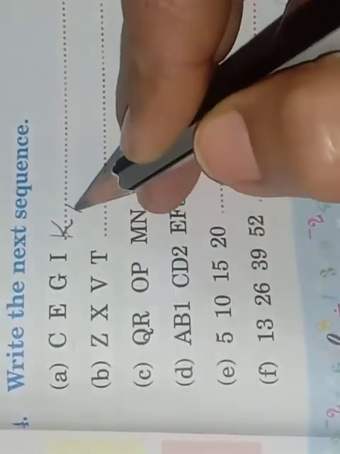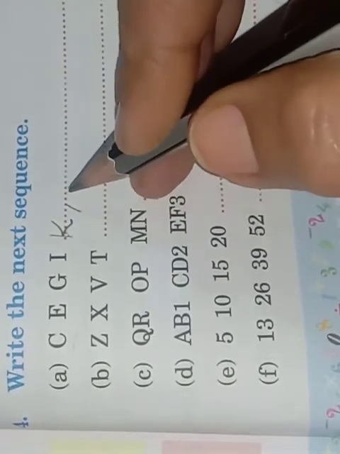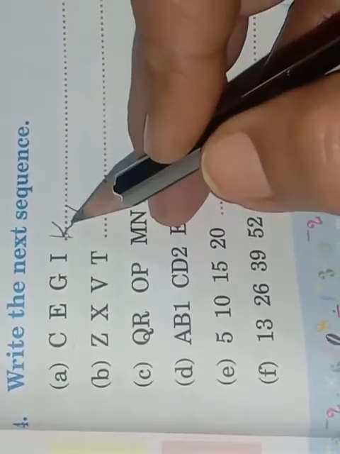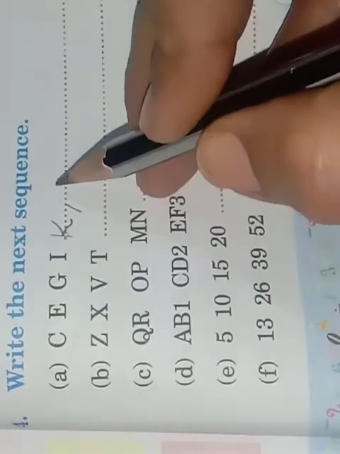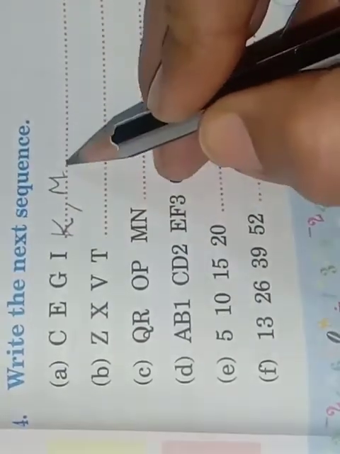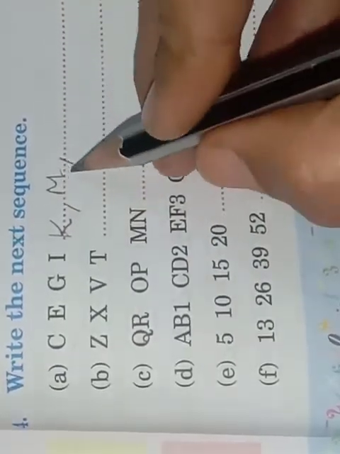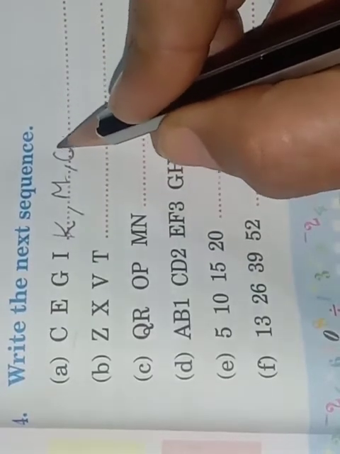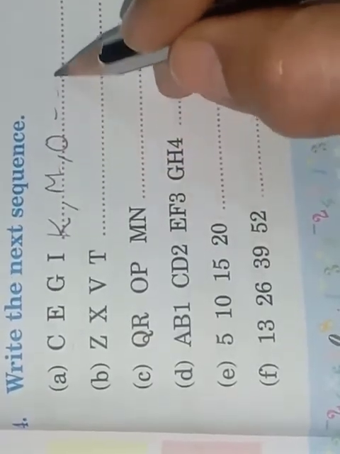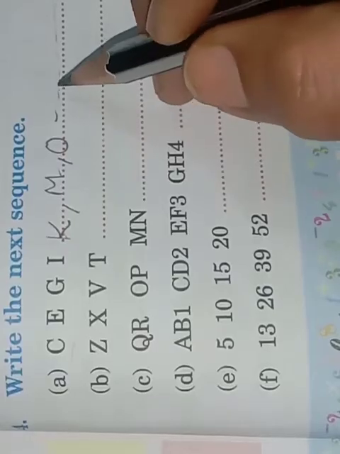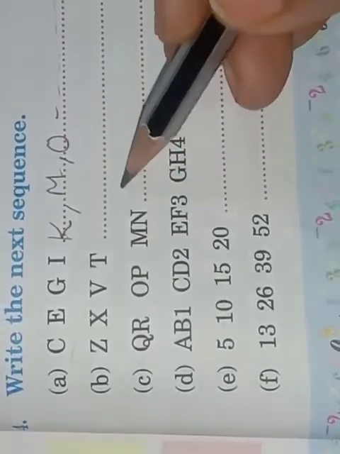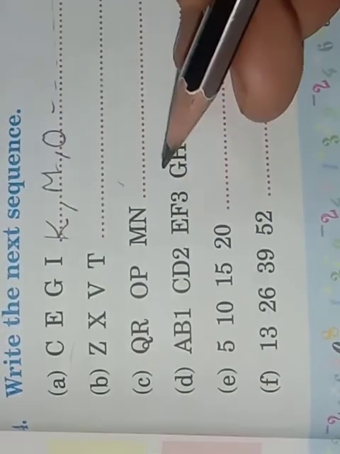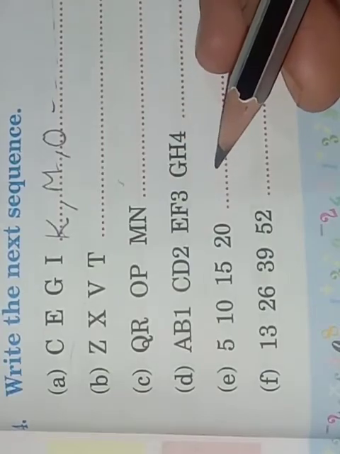Then L, after K we will write M. Then we will write N, O. Like this you can continue the sequence and the rest is homework. You have to do it yourself.